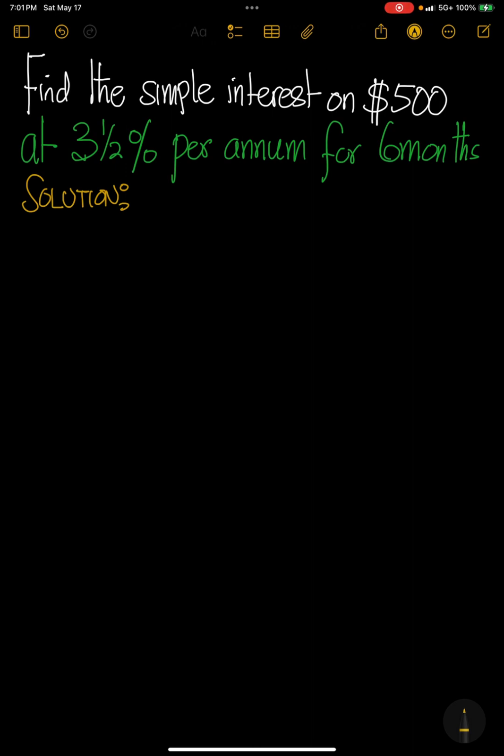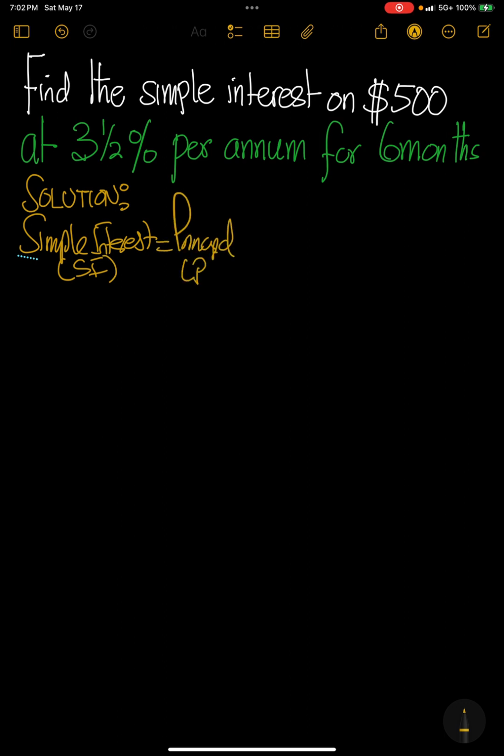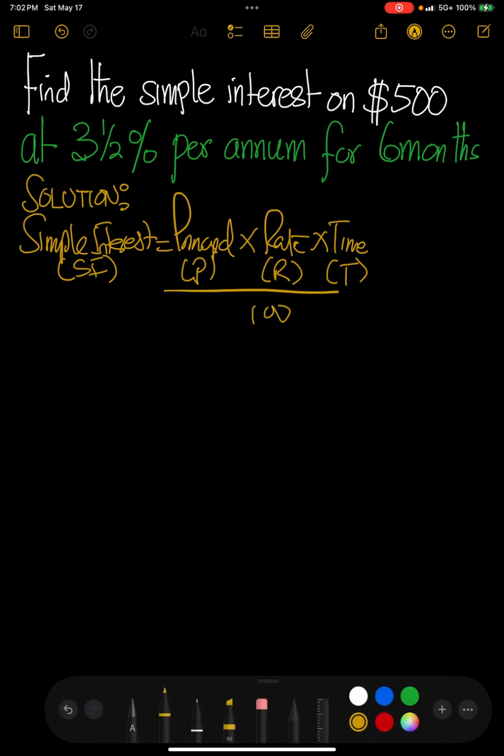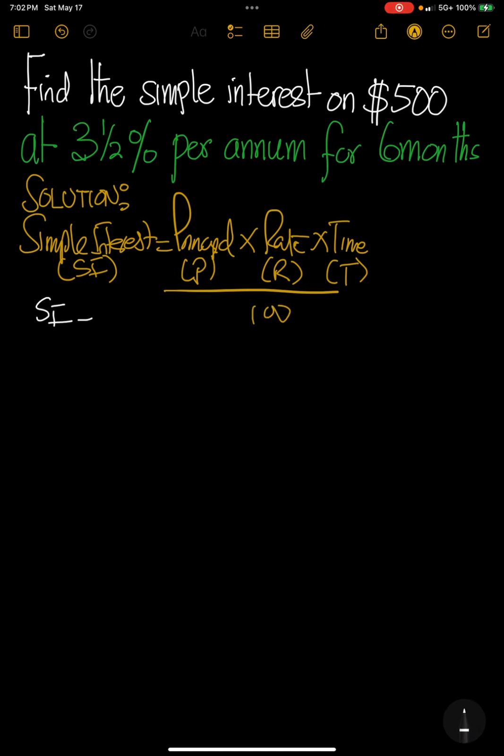In today's video, we've been asked to find the simple interest of $500 at 3.5% per annum interest for 6 months. Now, simple interest has been mentioned in this question, so we know that our simple interest formula, which is our SI, is equal to the principal P multiplied by the rate R, multiplied by the time T, and then we divide everything by 100. So therefore, we can rewrite this as SI is equal to P times R times T all over 100.